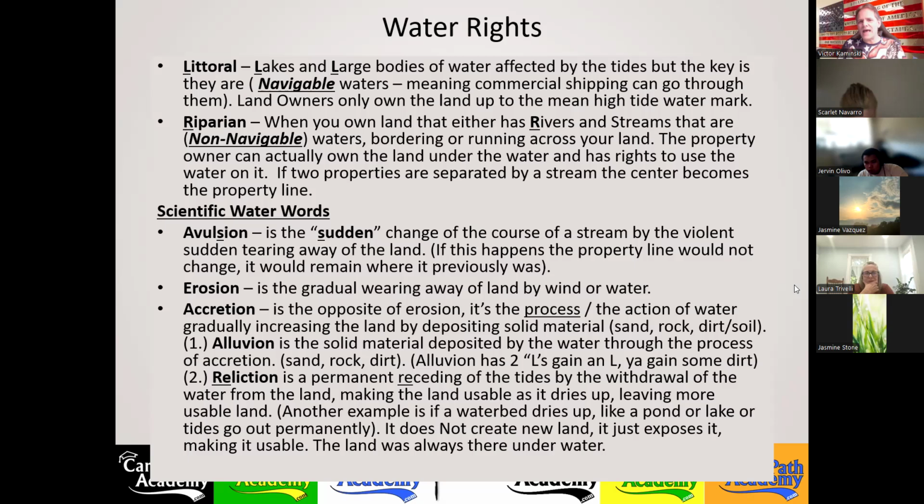Well, what would determine that? Well, if you have riparian property rights, you could. Those are non-navigable waters. If you have littoral property rights, you may not be able to do that. Those are navigable waters that commercial shipping goes to. So now we know how to identify.